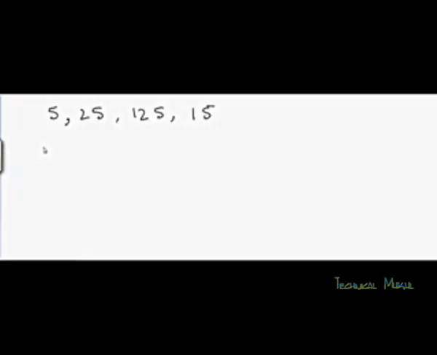In case of 5, suppose I have the number 22 and I want to multiply it by 5. All I have to do is divide 22 by 2, that will be 11, and then put a 0 at the end. So that will be my answer. Again, let's say I have 86 and I want to multiply it by 5.